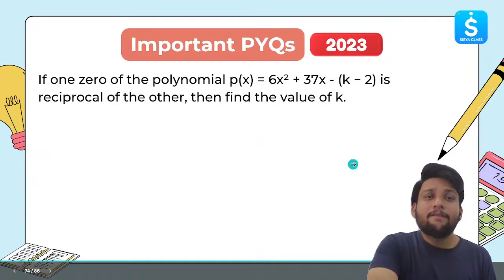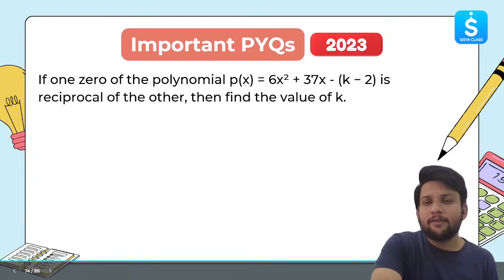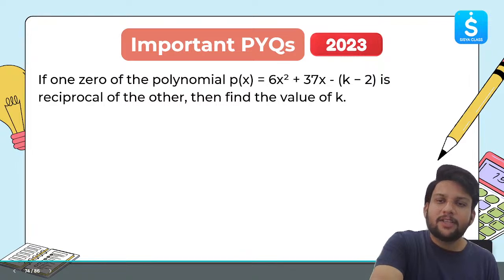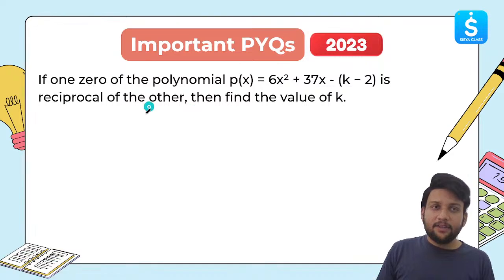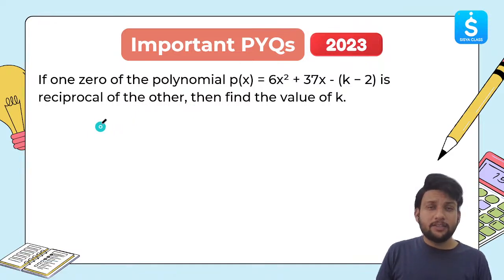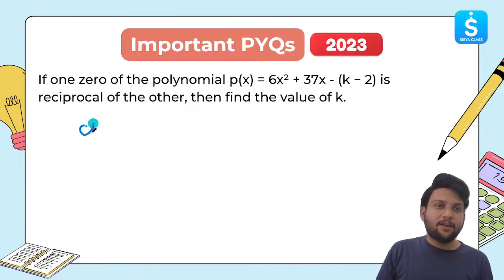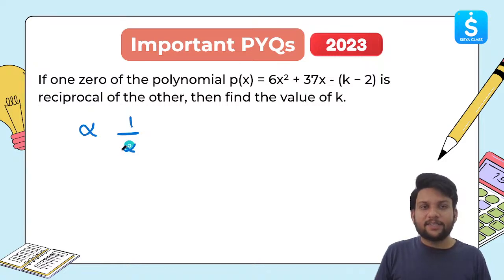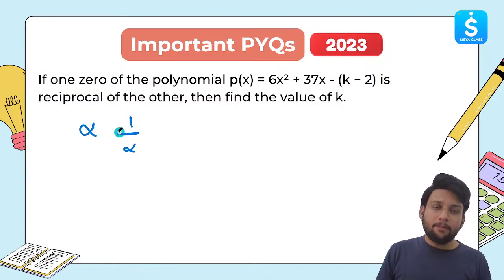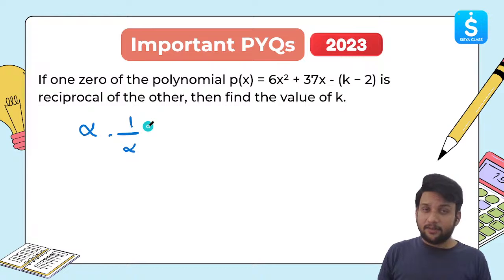What do we have? If one of the zeros of the polynomial is the reciprocal of the other. See, what is given? We have a quadratic polynomial, and it is given that one zero is the reciprocal of the other. What is the meaning of reciprocal? That means if one zero is alpha, the other zero will be 1 by alpha. Yes or no? That's what reciprocal means, right? So if I multiply the two zeros, what will be the answer? Very tough question. Alpha times 1 by alpha is 1.